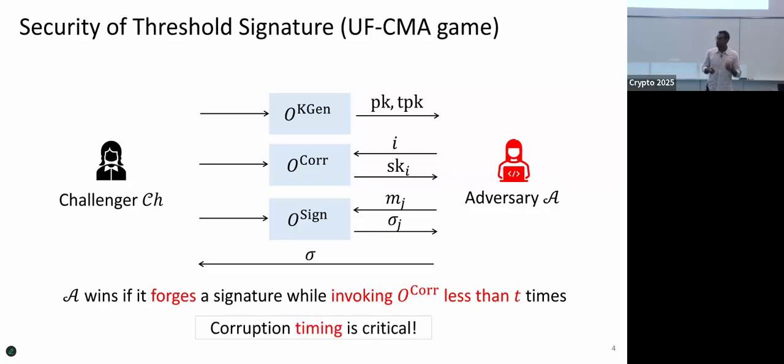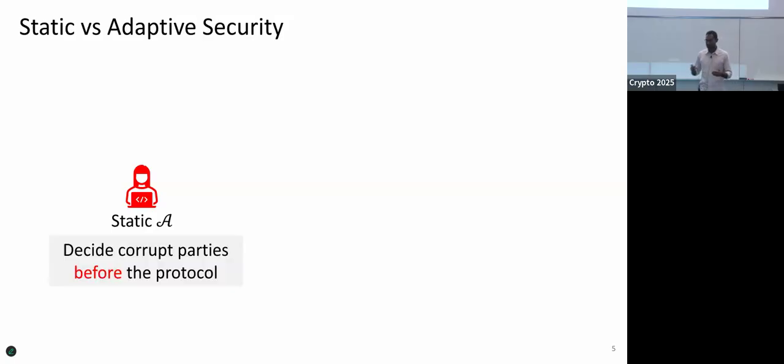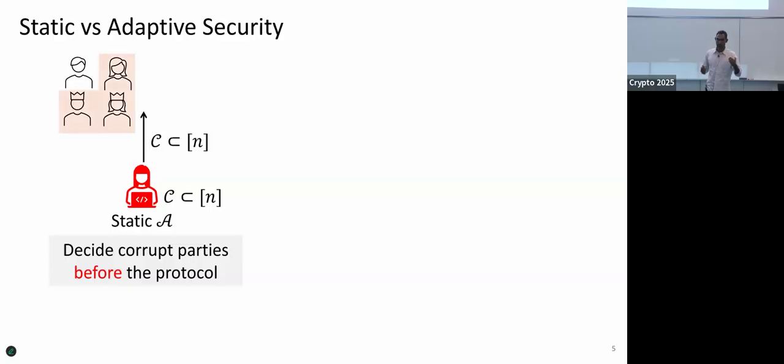What we talk about in static versus adaptive corruption is when the adversary queries this corruption oracle. More formally, in a static adversarial setting, we restrict the adversary so that it needs to decide whom it will corrupt before the protocol begins. Let's say we have an n-party protocol. Then we first require the adversary to, in its head, decide whom it will corrupt, and only then can we run the protocol.